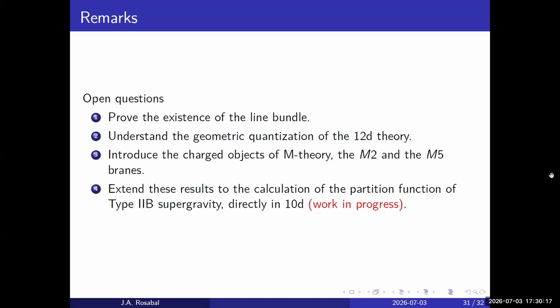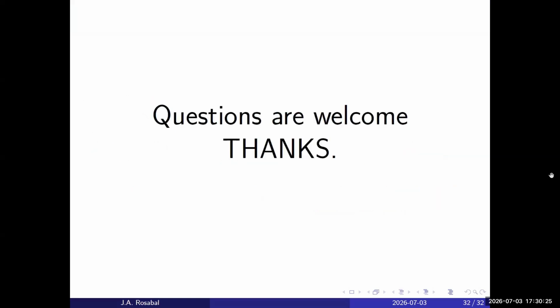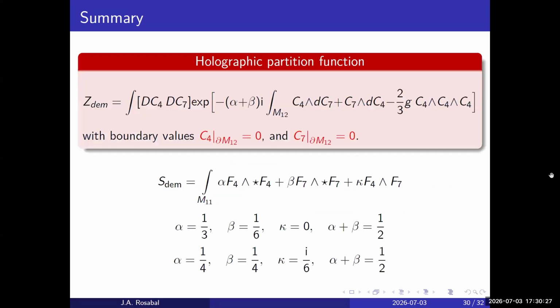Another thing is to understand the geometric quantization of the 12D theory, similar to the geometric quantization of the Chern-Simons theory. Because this is not a Chern-Simons theory, but it's a BF-like theory. We don't fully understand this topological theory.